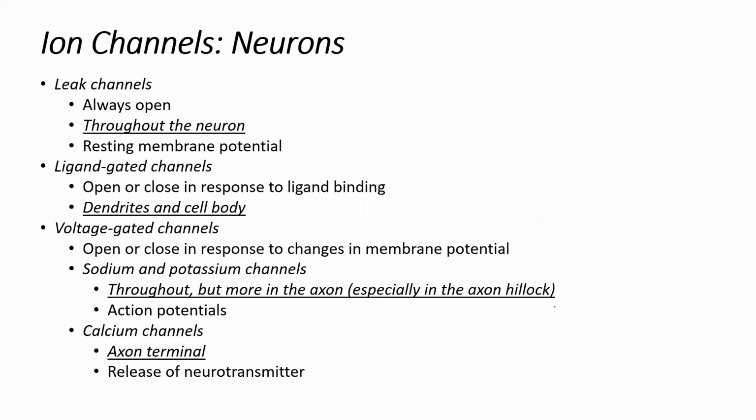Let's speak about the channels we have here. And I think this is where we end off for today, but let's describe these channels a little bit more. So we've got leak channels on the membrane. These are always on the membrane, always open. They're found all over the neuron. They are usually what bring about the resting membrane potential. So if you remember us talking about potassium being more permeable, having more channels, these are the types of channels we refer to when we talk about that permeability or that leaking of potassium.